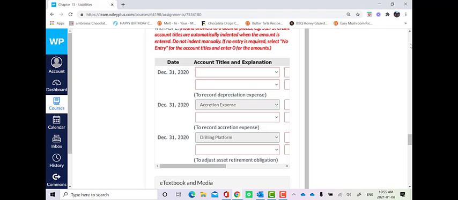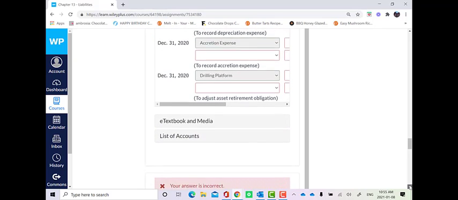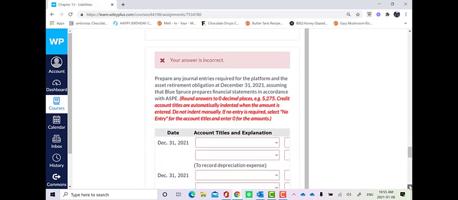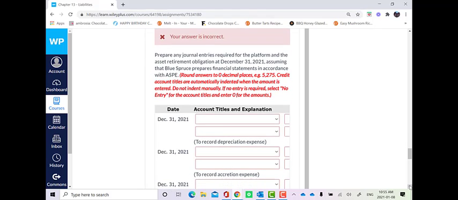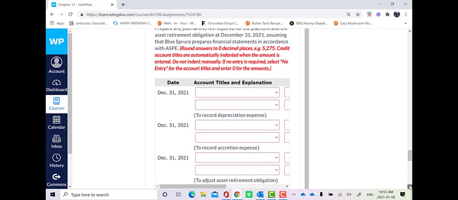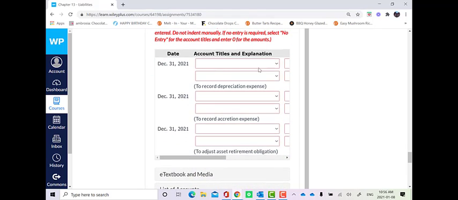Okay, so I was happy with those amounts. So everything's the same as above except for those two account names. And then obviously when you get into the following year, your depreciation expense is going to be different because you have a different asset value. So whatever you have left divided by the number of years you have left is going to be your depreciation. Your accretion should be the same as above.